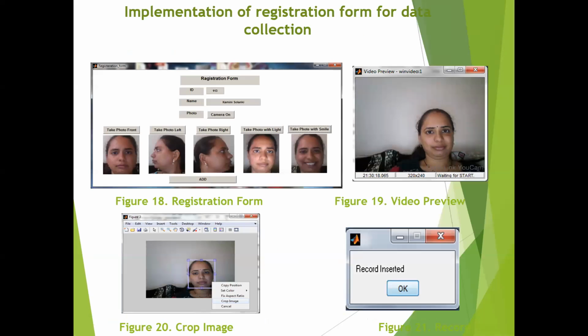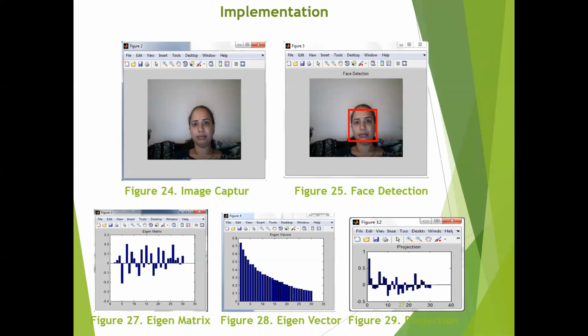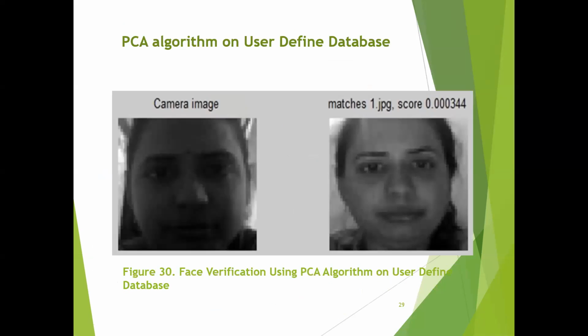So this is the real-time application. We have captured this image of mine. We have captured that image, stored it, and executed this algorithm. Right? You can see this is the capture. This is the face detection. It will detect the face, right? This is the original image. This is LBP, right? Local binary pattern. This is the PCA algorithm.